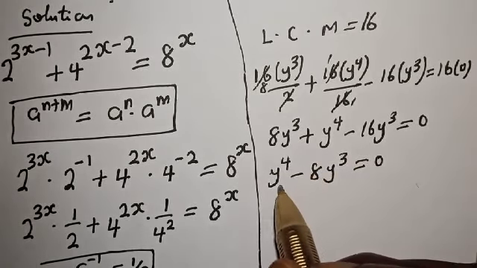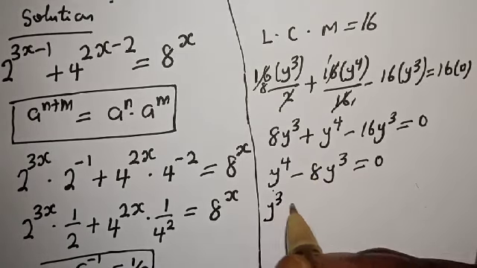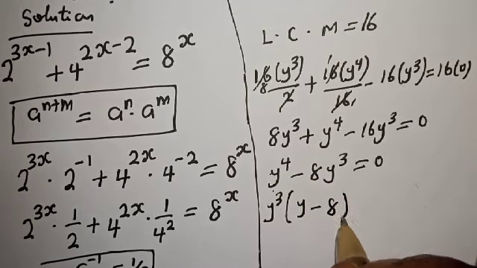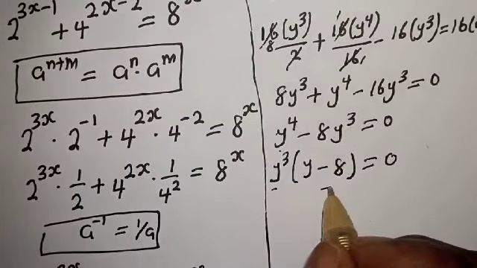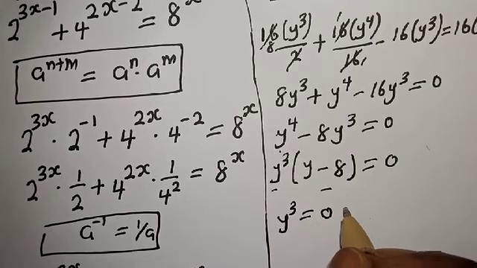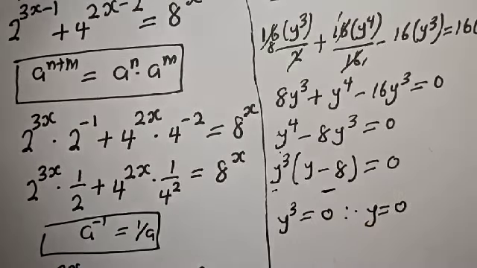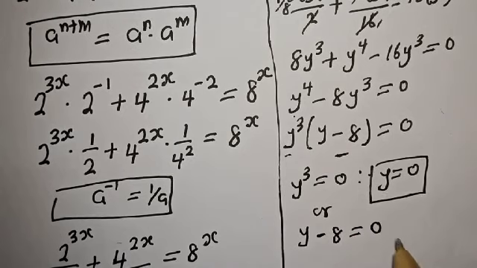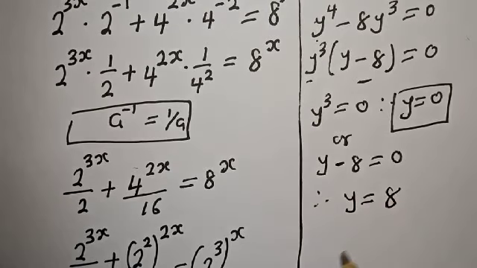But from here, y raised to power 3 is common. Let's bring it out. We have y raised to power 3 bracket y minus 8 is equal to 0. Now, there are two cases here. The first case is y raised to power 3 is equal to 0. Therefore, y is equal to 0. And from the second case, y minus 8 is equal to 0. Therefore, y is equal to 8.